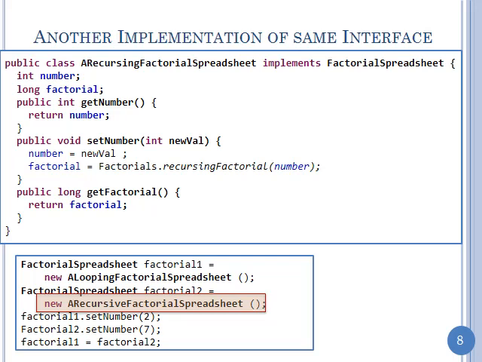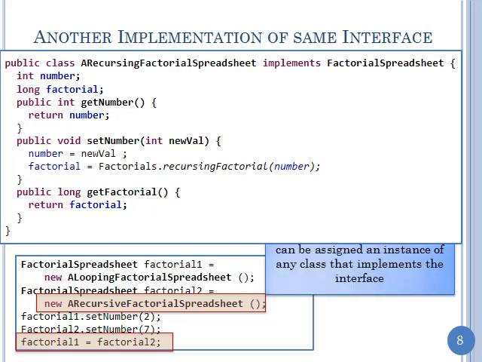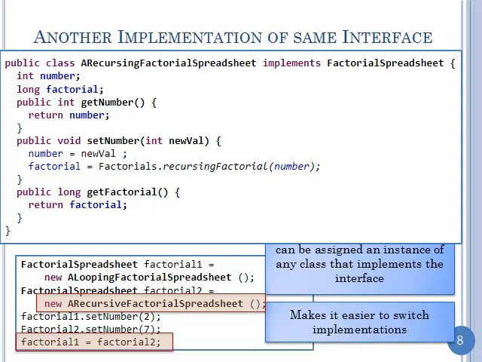Okay? I've got an analogy a little later, which will make this a little bit clearer. So for the factorial spreadsheet, the variable can be assigned an instance of any class that implements that interface. It makes it easier to switch implementations. That's one way. The other is that it's a very good form of documentation, saying these two classes are doing the same thing, and that same thing happens to be implementing the same set of methods.